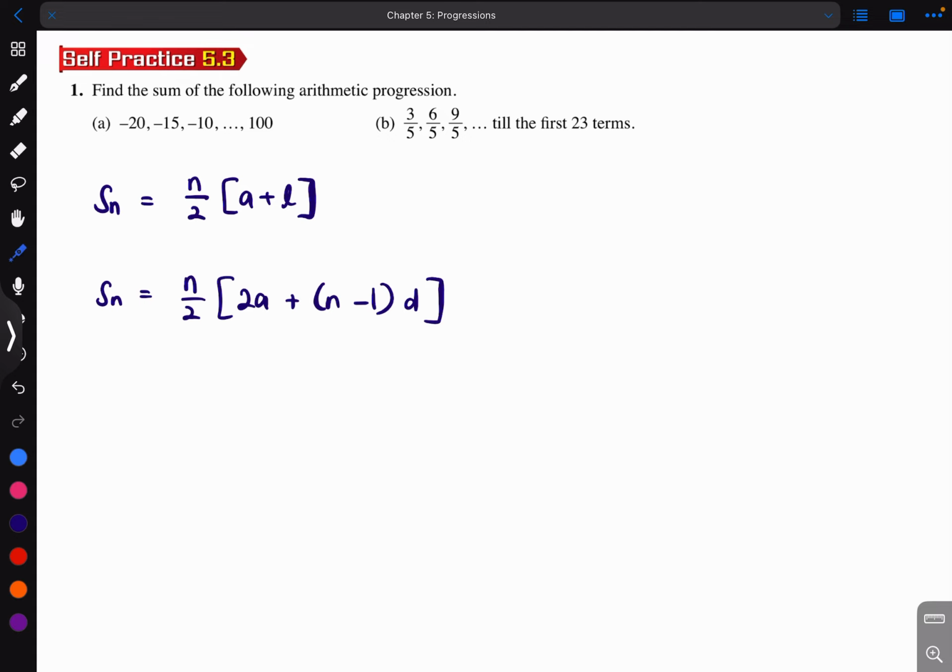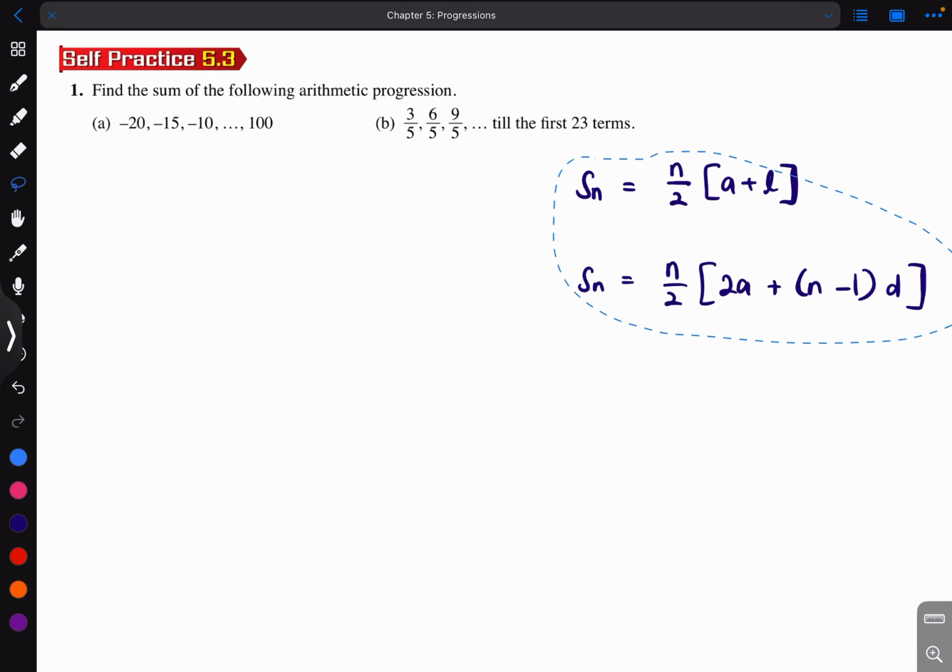So the first one, we can use when we have the first term and the last term. The second one, when we don't have the last term, you can just put in your A and your common difference, then you can find. Okay, so let's put this aside first. Okay, let's look at this question.